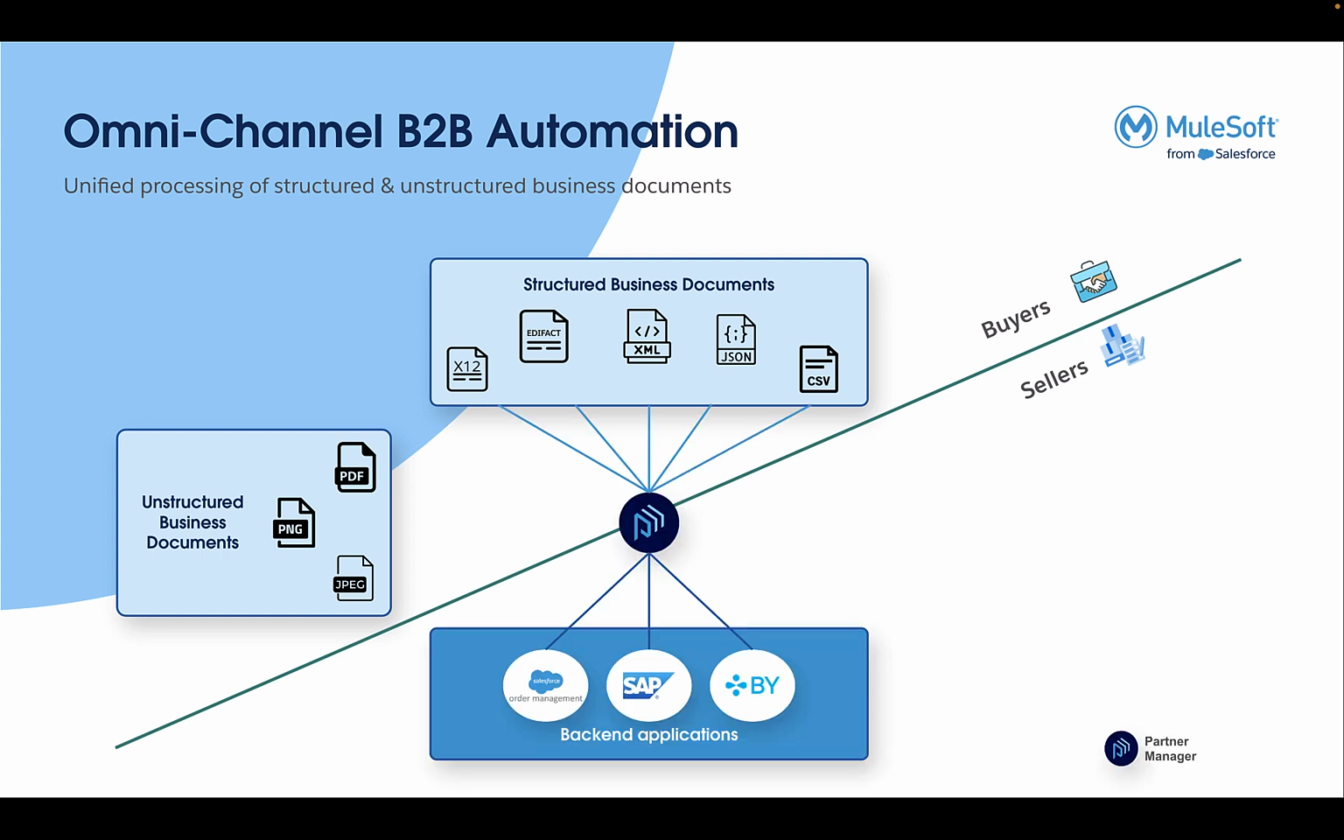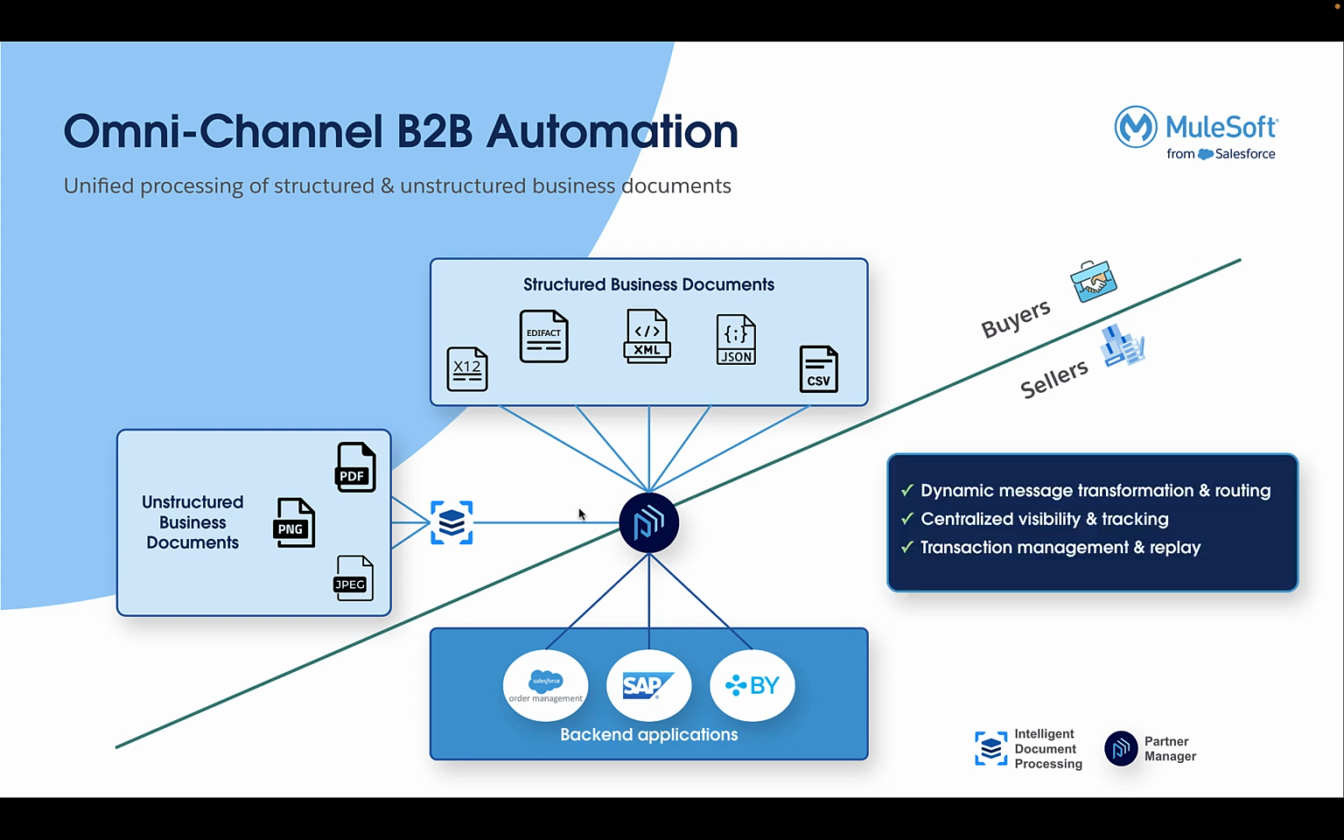The unified MuleSoft platform enables native processing of structured business documents directly through Anypoint Partner Manager, and unstructured business documents through the AI-powered MuleSoft Intelligent Document Processing Service. As a result, B2B sellers are able to get a single pane of glass visibility and management control over all their order data, regardless of how it is received from their customers.